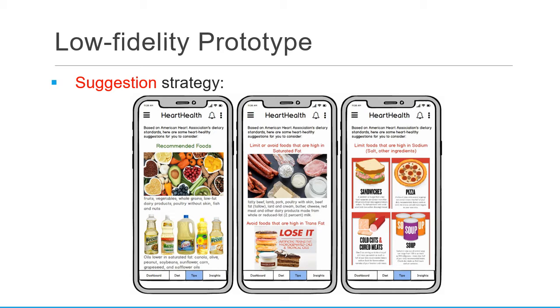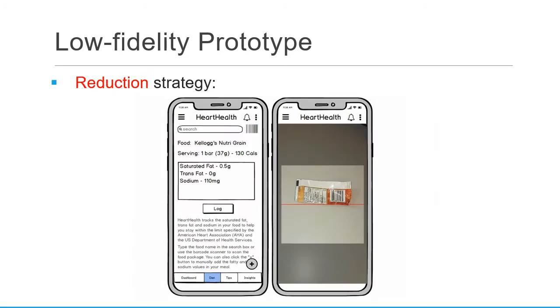This is the low-fidelity prototype for the suggestion strategy. Users can view expert recommendations on the foods to eat or avoid based on their current risk level and dietary values over time. This is the low-fidelity prototype for the reduction strategy. Users can log food quickly by searching for predetermined recipes or using the barcode scanner feature to capture food items.